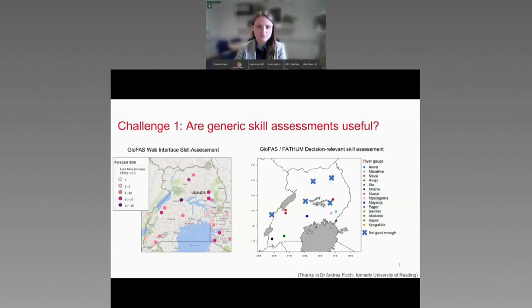And on the right, we've undertaken a decision relevant skill assessment against gauge data. So the left one isn't gauge data. And the crosses show actually where GloFAS is not good enough for our decisions. So you can see that actually there is a bit of a mismatch between the two. So we need to do that extra work to really make sure that we're using forecasts robustly for the allocation of funds.